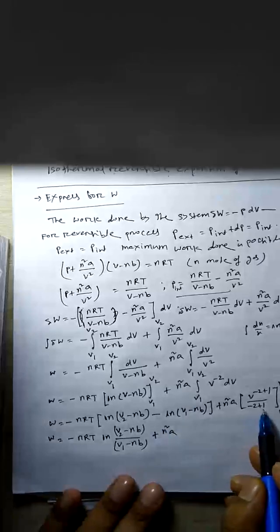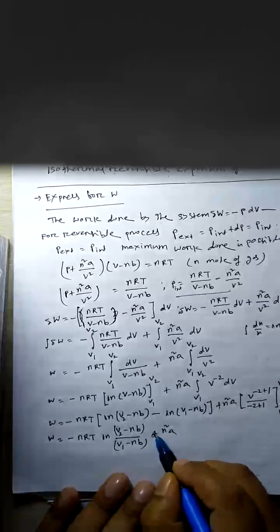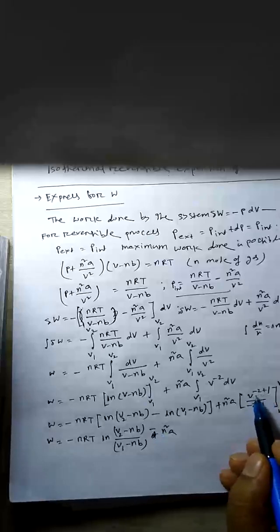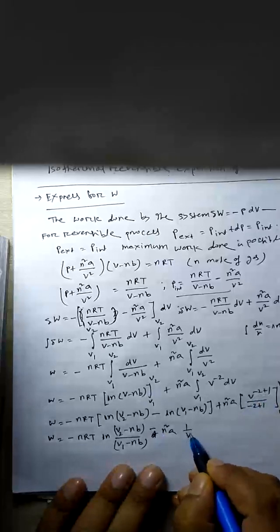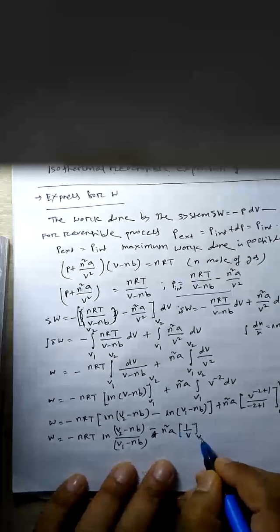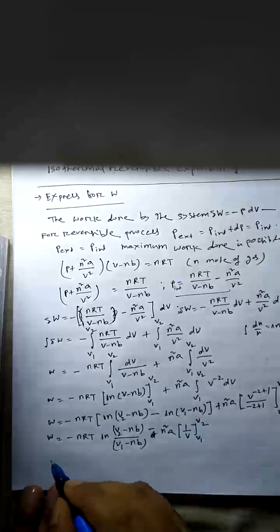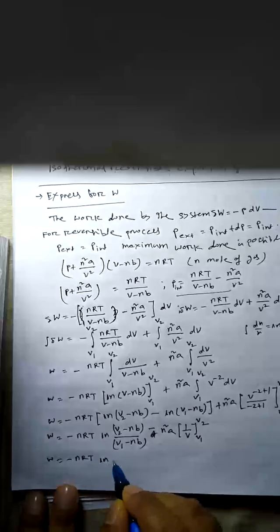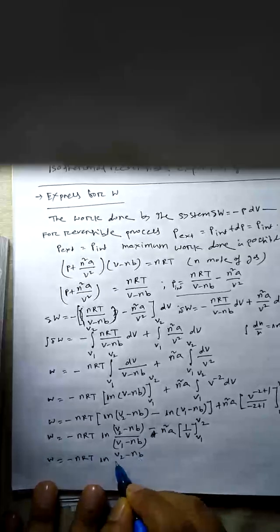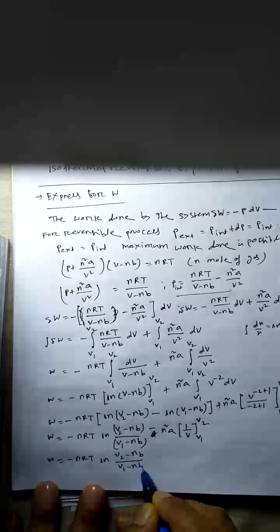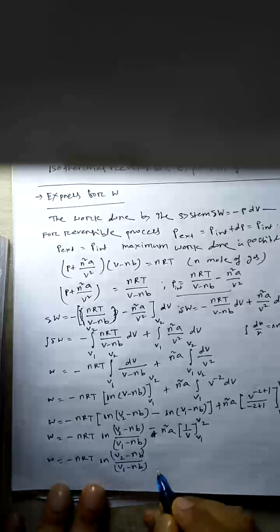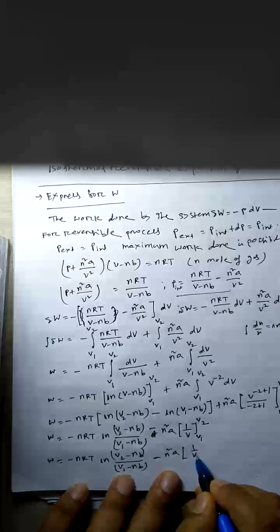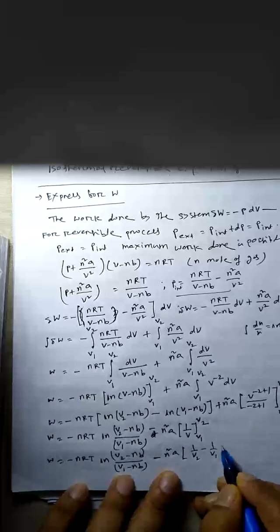Here, minus 2 plus 1 is minus 1, so this plus becomes minus. Now V to the power minus 1 means 1 by V, from V1 to V2. Now my equation becomes minus nRT ln (V2 minus nb) divided by (V1 minus nb). Make the bracket, minus n square a, and take the upper limit first: 1 by V2 minus 1 by V1.